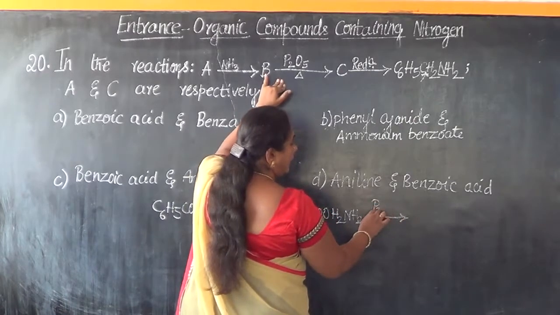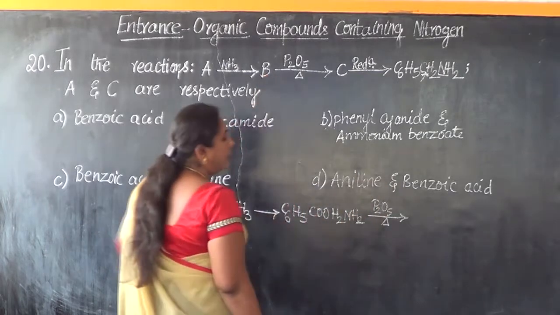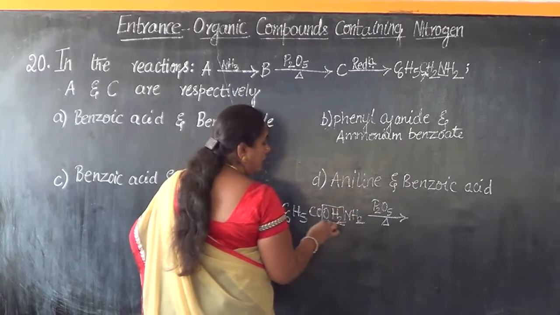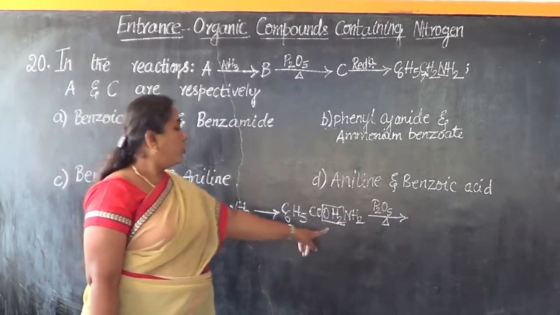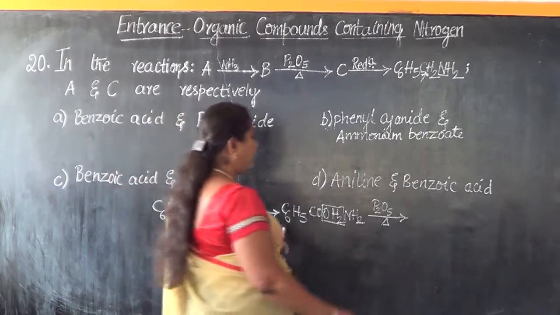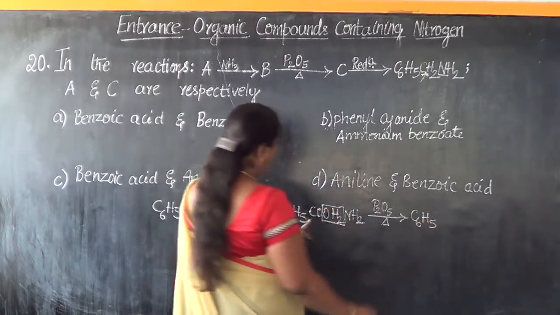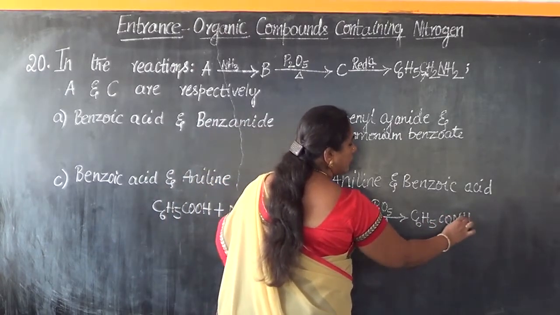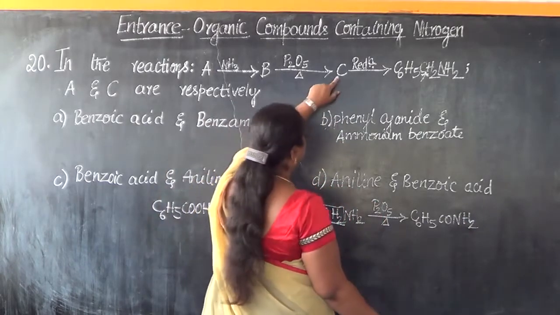with a dehydrating agent. Phosphorus pentoxide is a dehydrating agent. So upon treatment with phosphorus pentoxide, elimination of a molecule of water takes place like this. So H2O goes out. Then what's that? We are left with C6H5CONH2. So this is C.